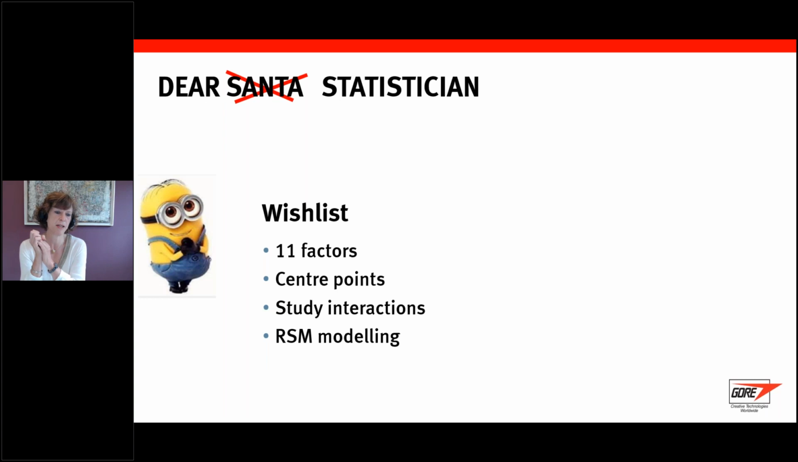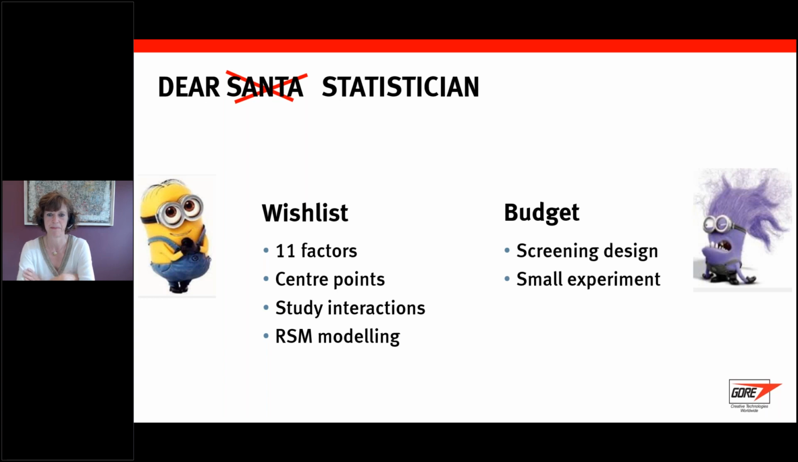We want to study the interaction, and ideally, couldn't we do the RSM model as well? Because those runs are really expensive. One experimental run cost more than 10,000 euros. So I asked, what can you afford?